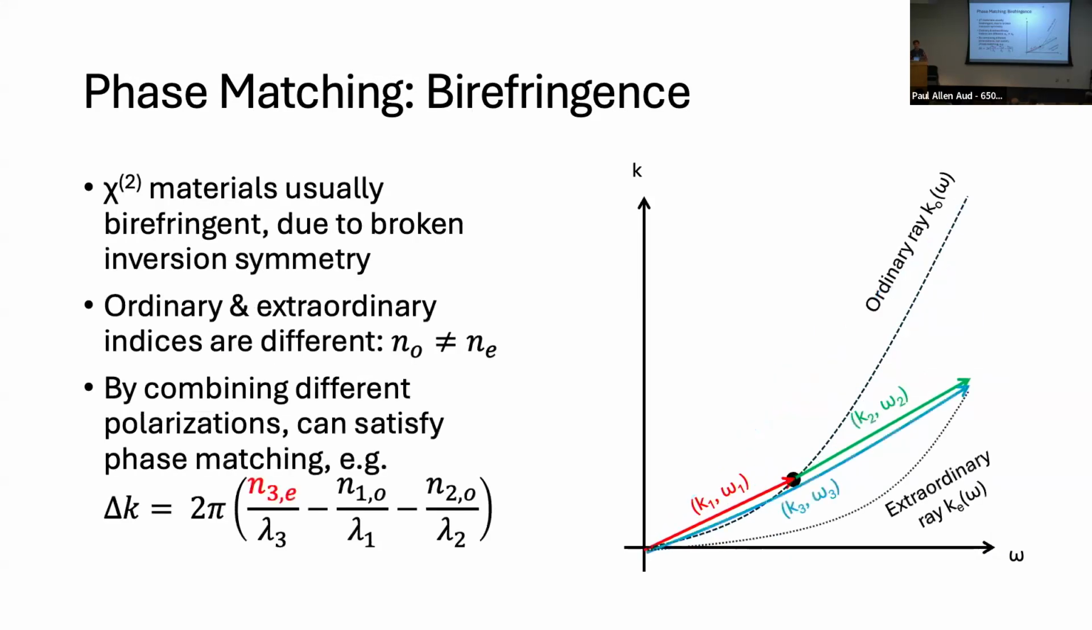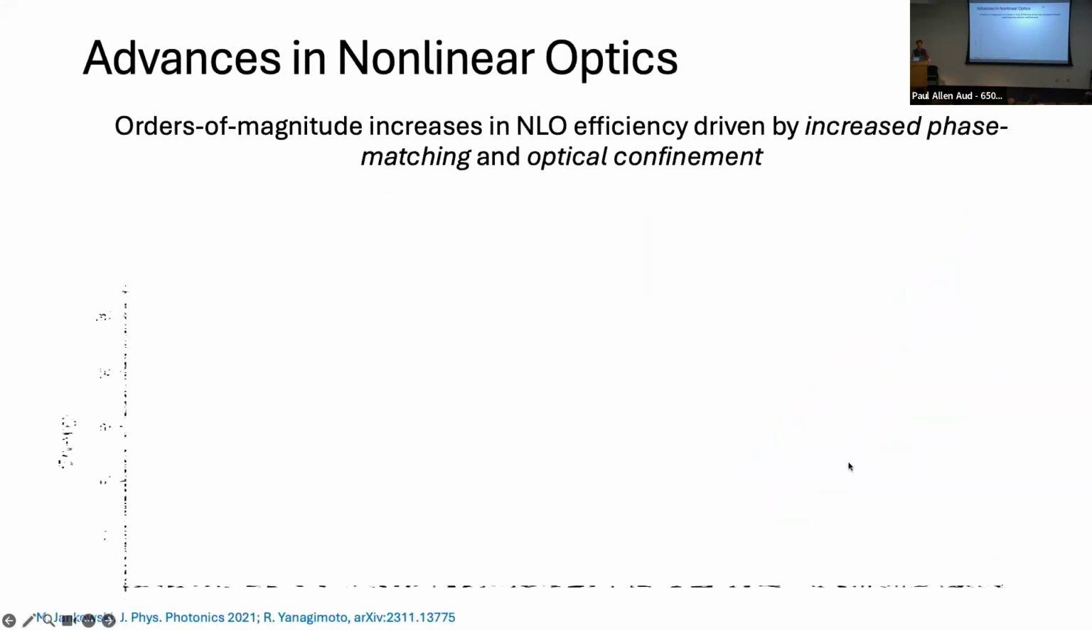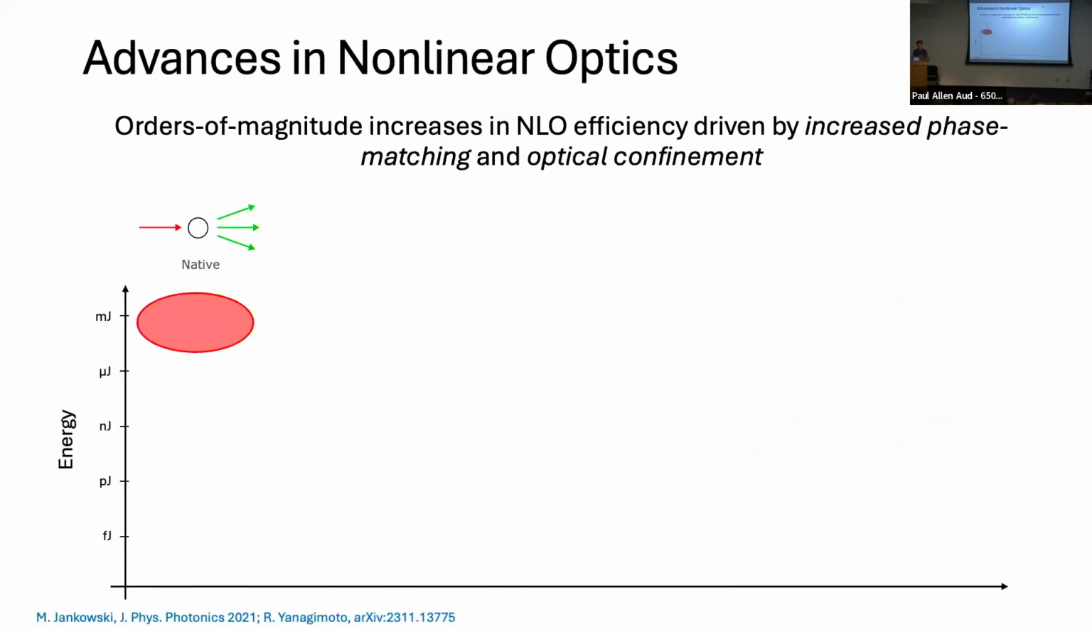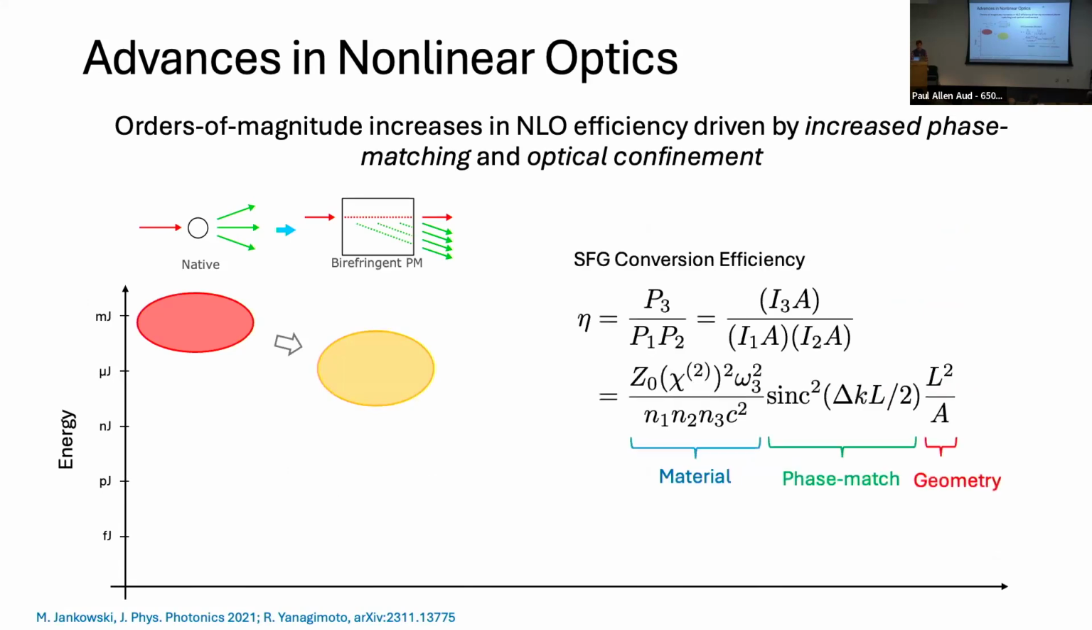So one way to do this is if you have two dispersion relations, one for K1 and K2 and a second for K3, then you can get what's called birefringent phase matching. And this was the first technique to be employed. And it increases the efficiency of these interactions by orders of magnitude.